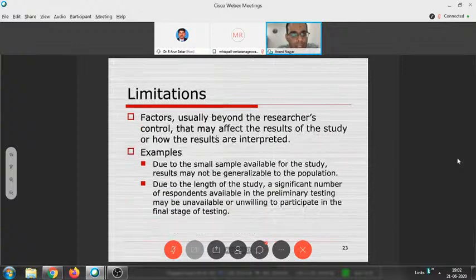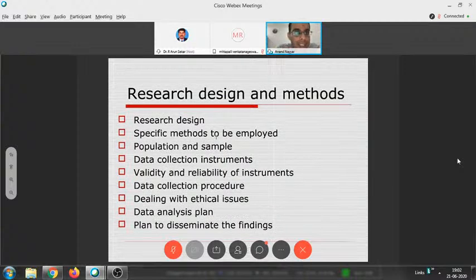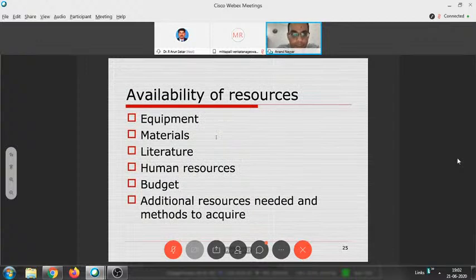And I would like to give you the limitations. What will be the limitations of your study, that, okay, I will collect this much data, I will do this much analysis, and my study will be limited to 5 to 6 routing protocols. So limitations are always a boundary of the research. And this should be the research design methods, which you can see: data collection, data procedure, dealing with ethical issues, as well as analysis plan and the plan to disseminate the findings.